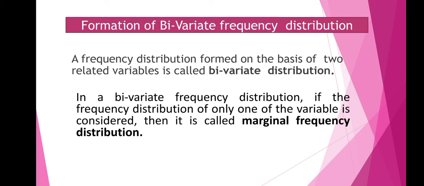And in a bivariate frequency distribution, if the frequency distribution of only one of the variables is considered, then it is called a marginal frequency distribution. Now suppose we have two variables, that is heights and weights, and we want to consider only one variable, that is height, or only the variable of weight, only the frequency distribution of weights, then it is called a marginal frequency distribution.